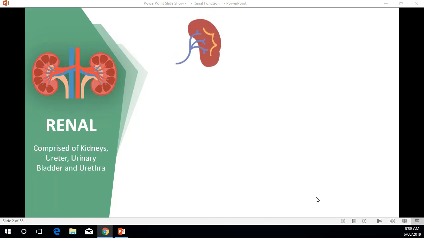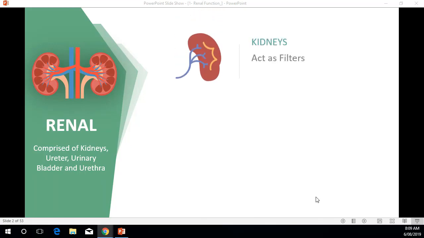The functions of the kidney are basically they act like filters. So they remove waste materials from the circulation. This is the major function. They have many other functions, and I think you've covered those functions before.